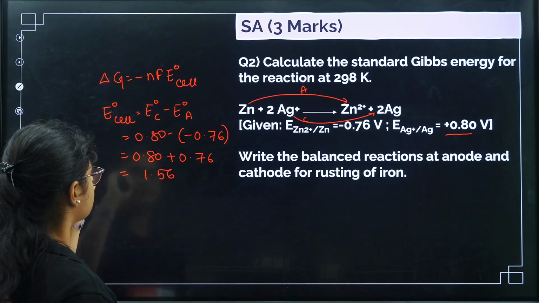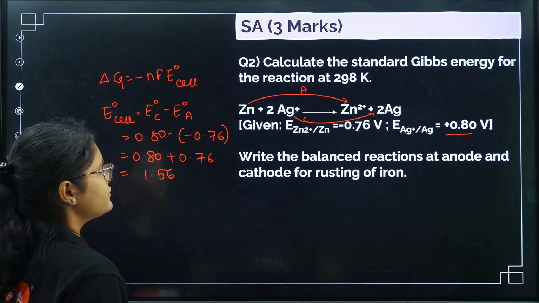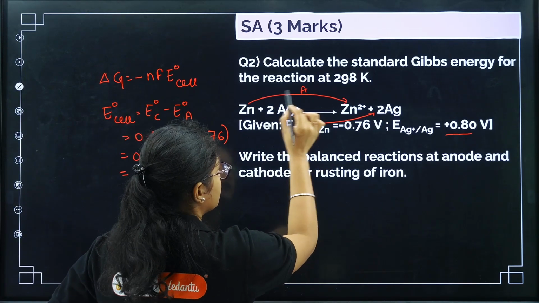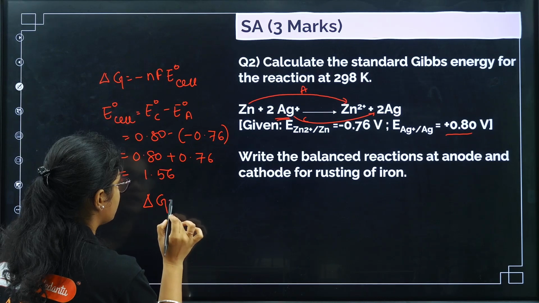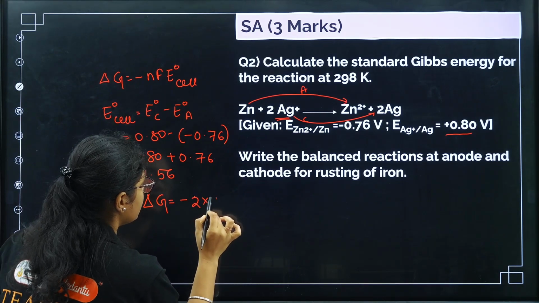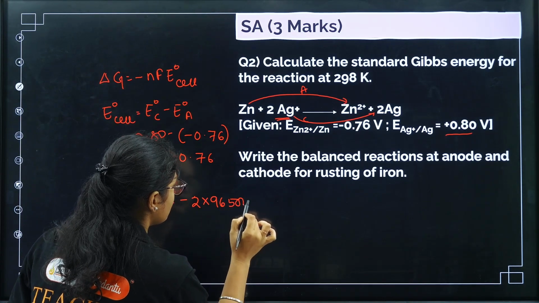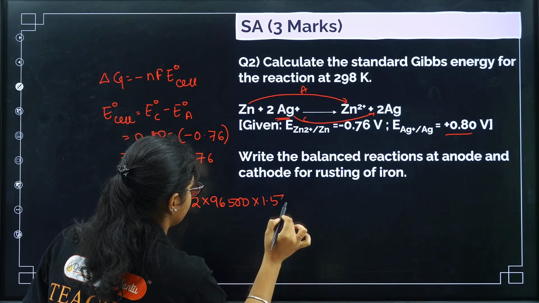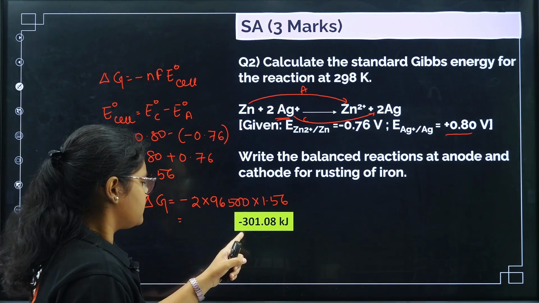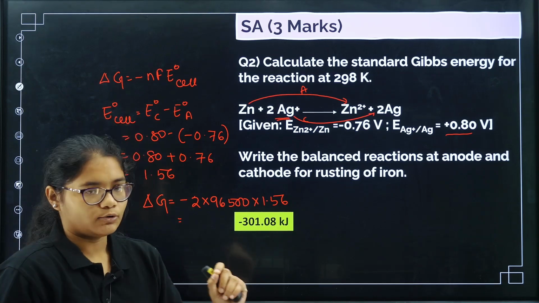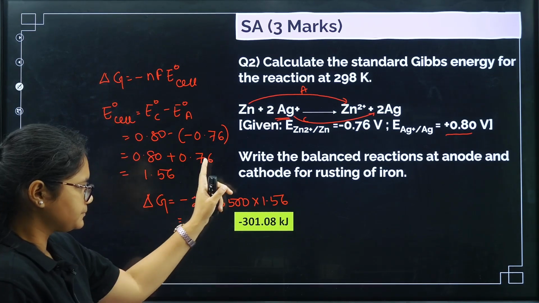Now you can substitute this value here. The n value is 2, here 2 electrons are used, here also 2 electrons are used, so let me substitute this one. Delta G is equal to minus 2 into F which is 96500 and E naught value is 1.56. If you solve this, we'll get around minus 301.08 kilojoule. Okay, you can check the calculation.